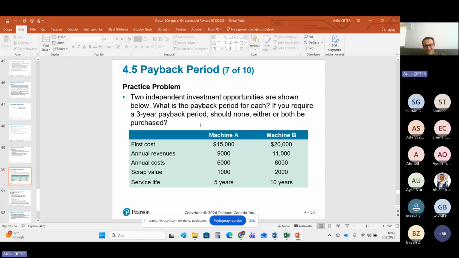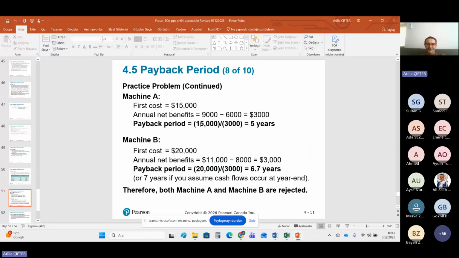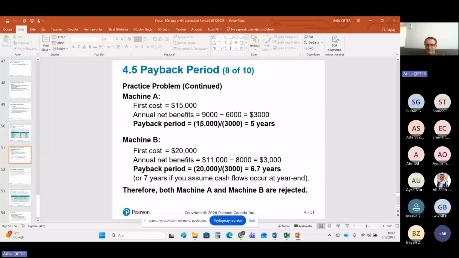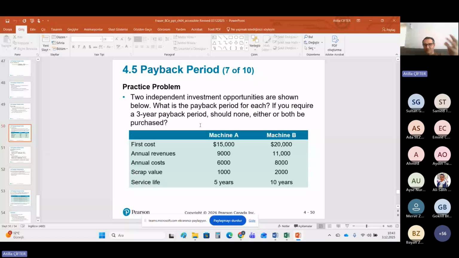So let's see two projects. First we calculate the payback period, and then we will look at discounted cash flow. Two independent investment opportunities are shown below. What is the payback period? If you look at a three-year payback period, should none, either or both be purchased? Here you have first cost, annual revenues, annual costs, scrap value, service life, etc. As you can see here, your annual net benefit is annual revenues minus annual cost, which is equal to $3,000, right?